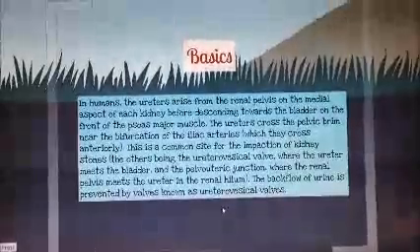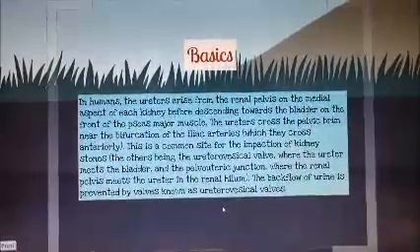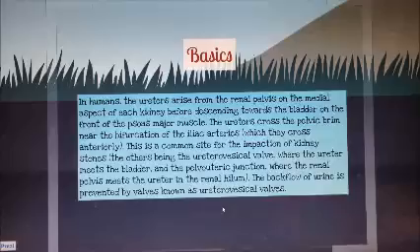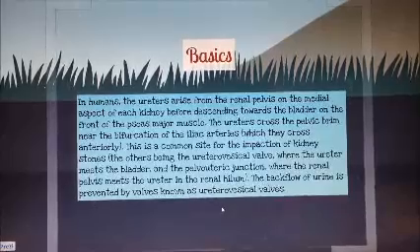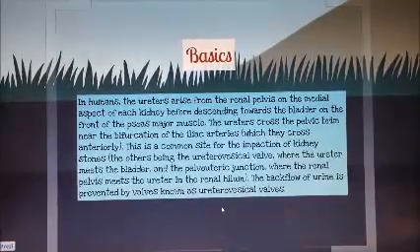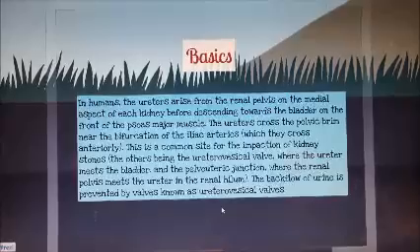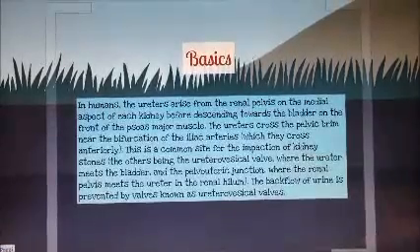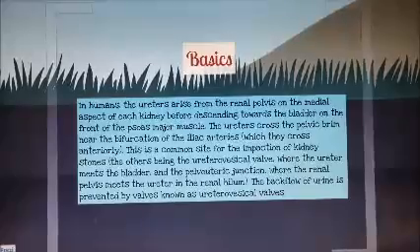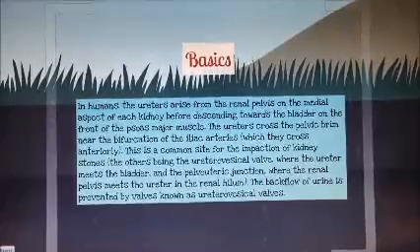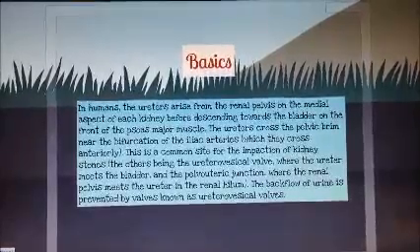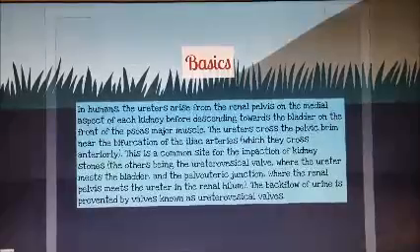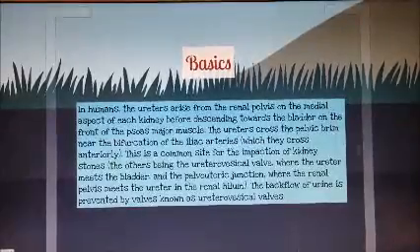Basics. In humans, the ureters arise from the renal pelvis on the medial aspect of each kidney before descending towards the bladder on the front of the psoas major muscle. The ureters cross the pelvic brim near the bifurcation of the iliac arteries. This is a common site for the impaction of kidney stones. The backflow of urine is prevented by valves known as the ureterovesical valves.